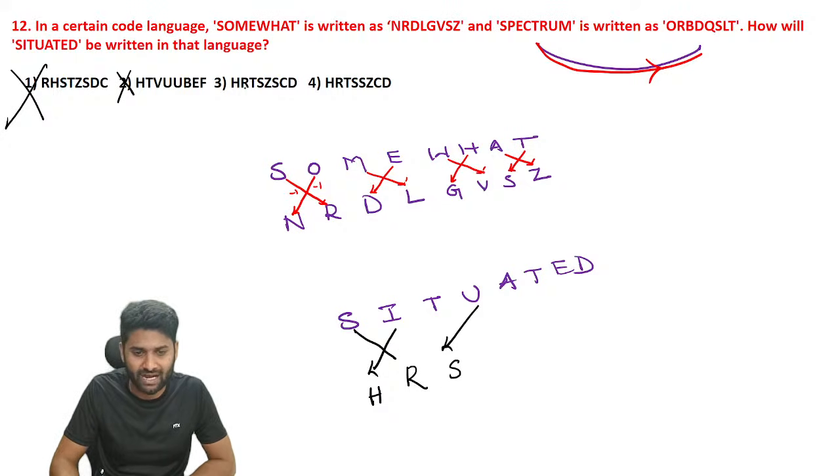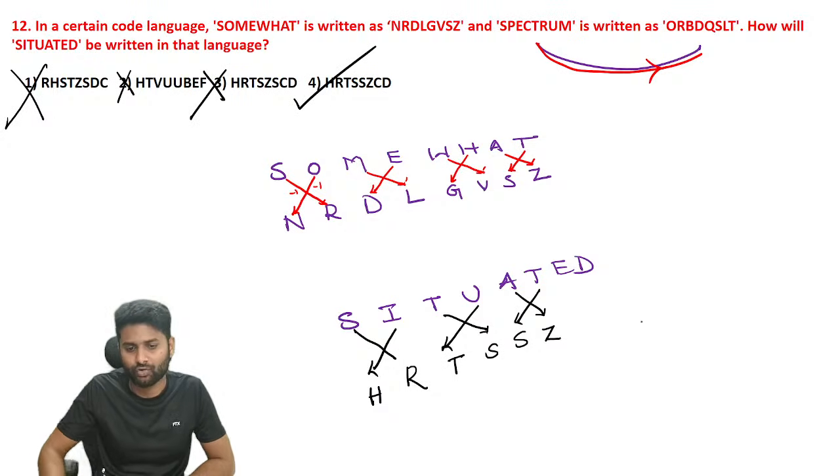S is 19, T is 20, so HRT. T is 20, we require 19, so TS. Again T and A: A's previous letter is Z, T's previous letter is S. We require double S. If you check with the options again, three are wrong and the fourth one is the correct answer. And the last two letters are C.